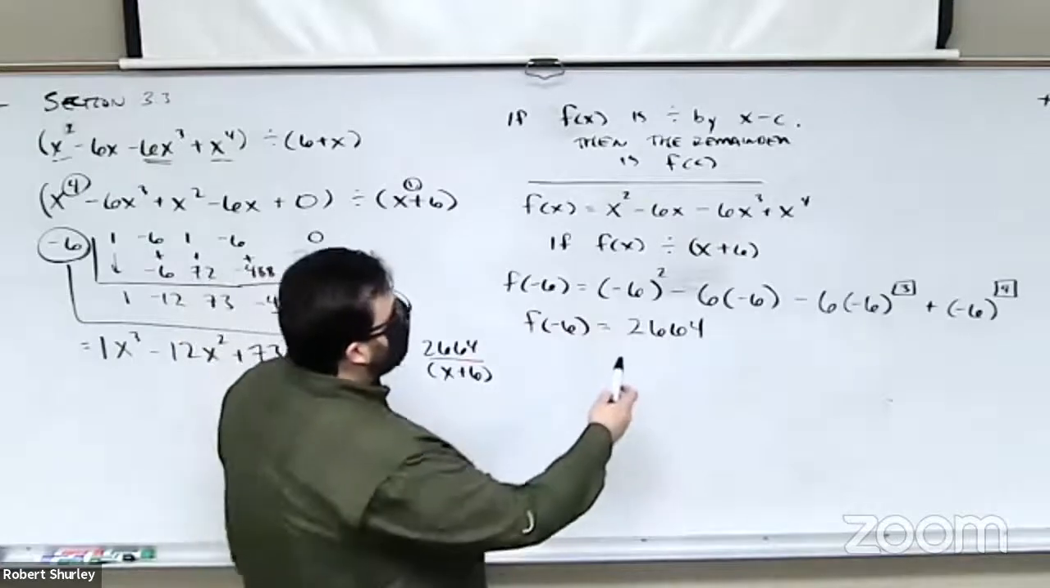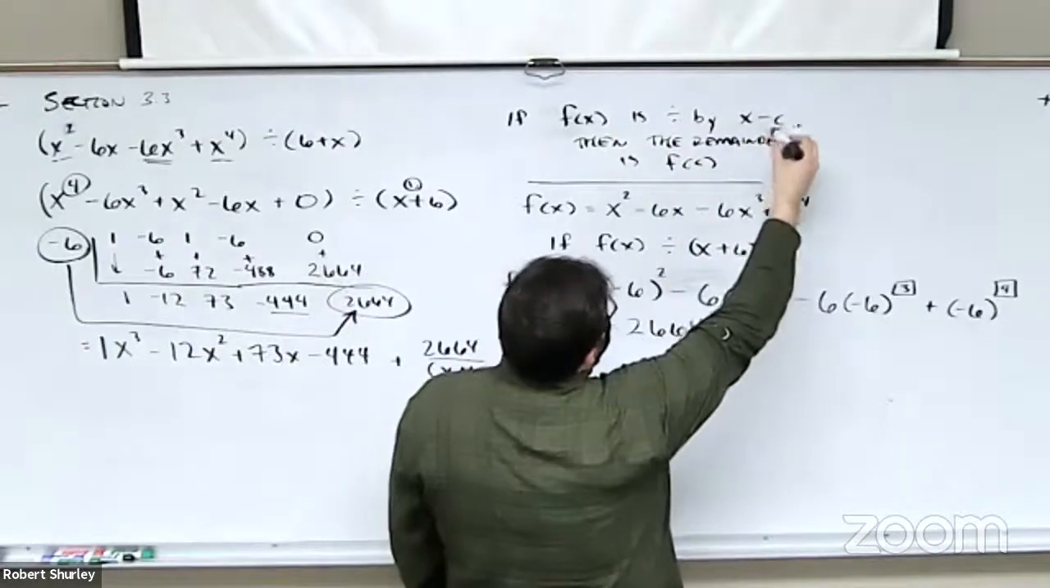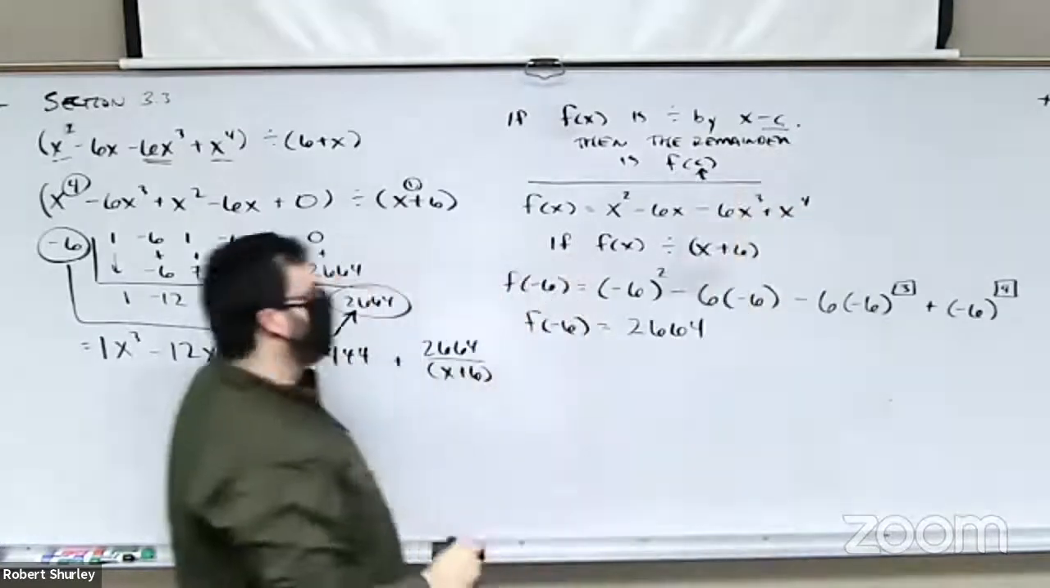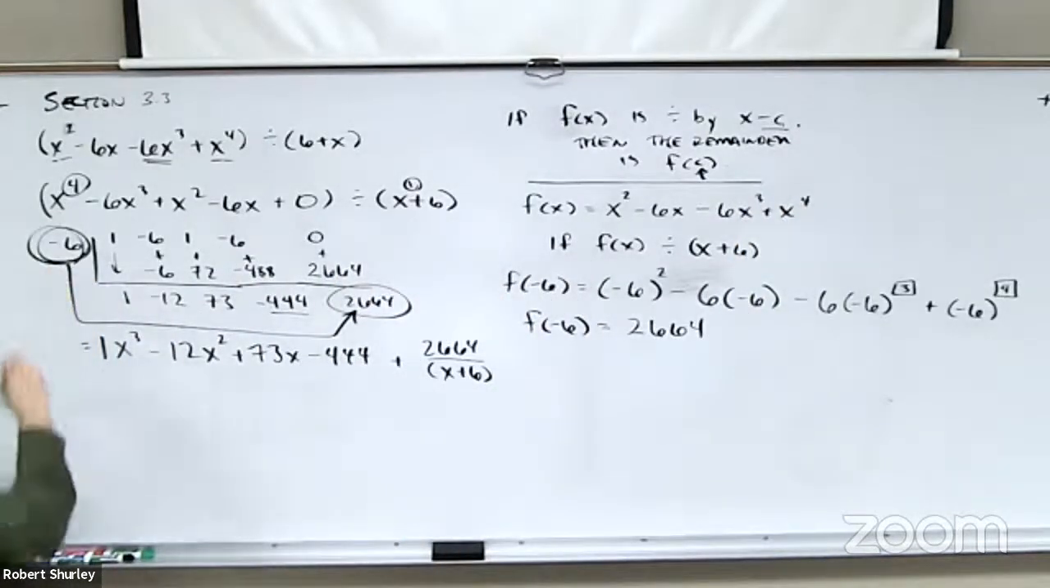But notice we divided by x minus c. So we put in c, we changed the sign to the c, right? Which is really what we did over here with synthetic division.